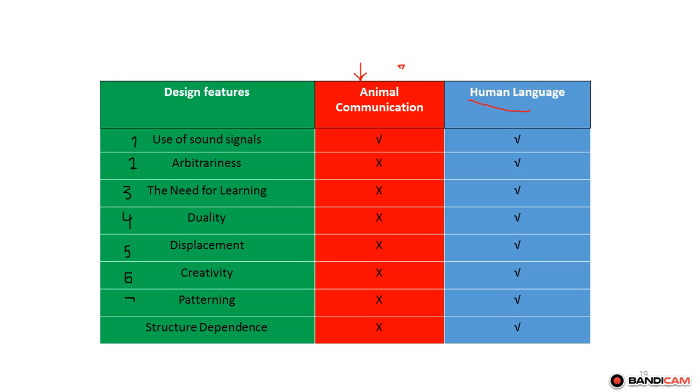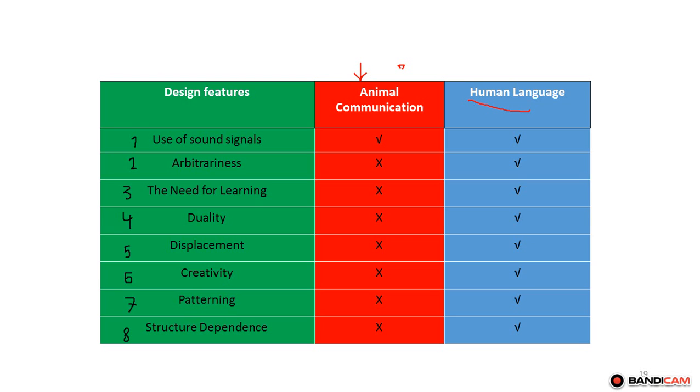Number 8. Okay, so we have these 8. Let us see how many of these are found in animal communication. So unfortunately, according to the design features of Charles Hockett, only the first one is found, which is the use of sound signals. Anyhow, this is the only choice that we have. This is the only actual design feature that is common in human language and animal communication systems, while all the other 8 characteristics are found in human language, okay?